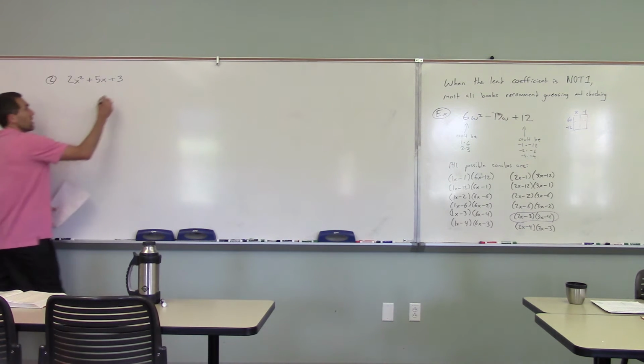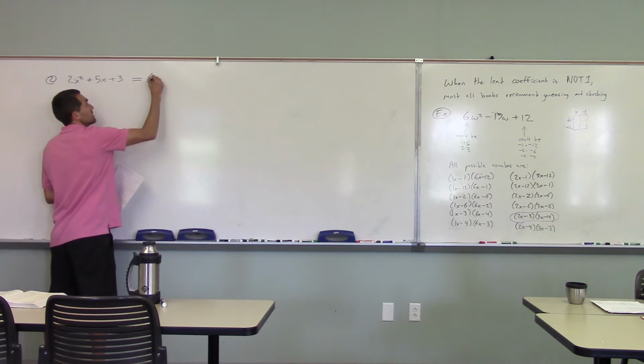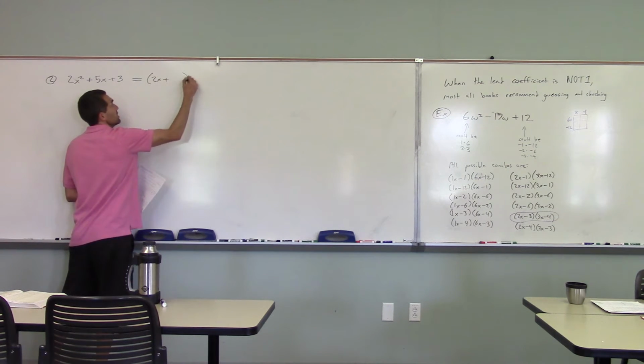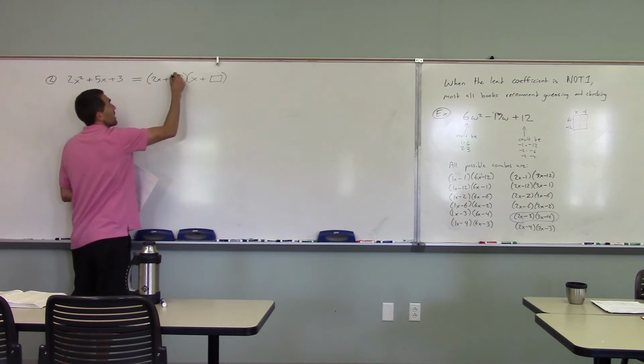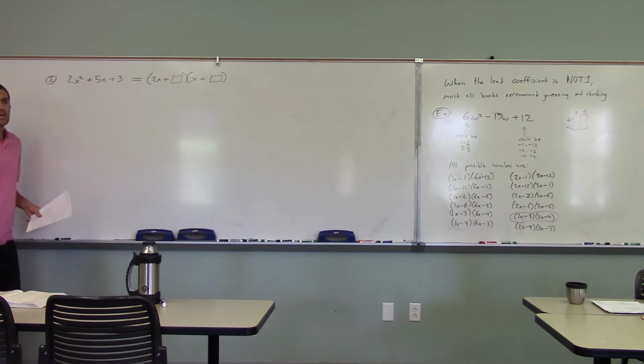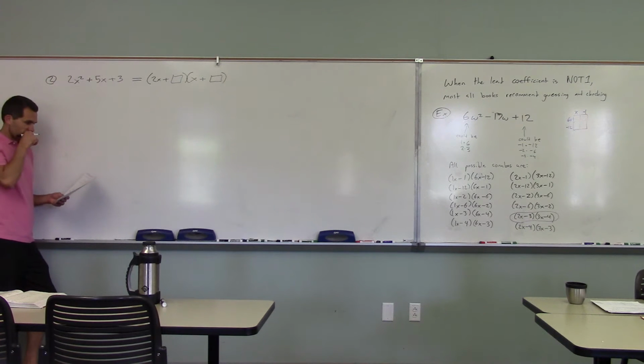So, right now, we know this is equal to 2x plus something times x plus something, okay? We know that because 2 is only made of 2 and 1, okay?